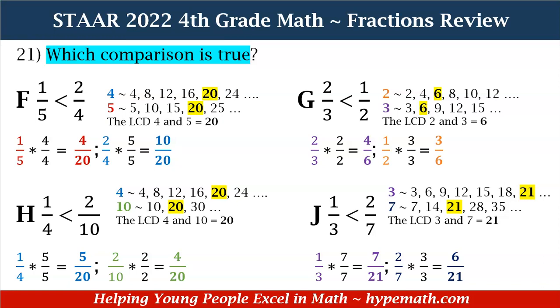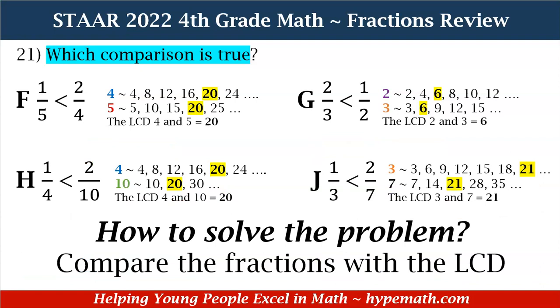Now let's look at 2/7. We are going to multiply our numerator and denominator by 3 because, again, my LCD for this set of fractions is 21. 2 times 3 for my numerators is equal to 6, and 7 times 3 is equal to 21. So my equivalent fraction for 2/7 is equal to 6/21. Whew, that was a mouthful.